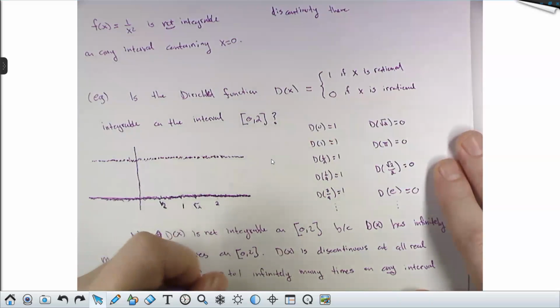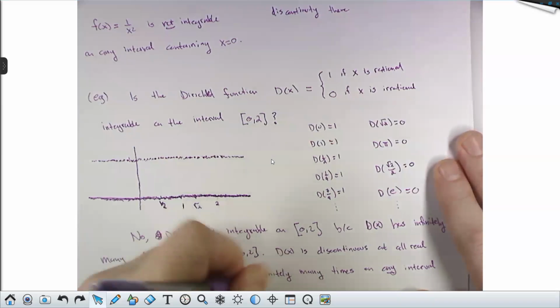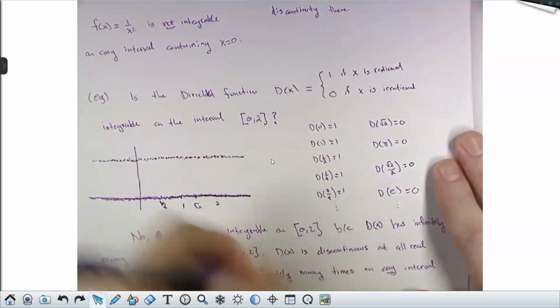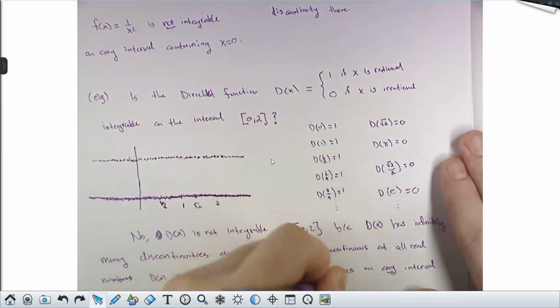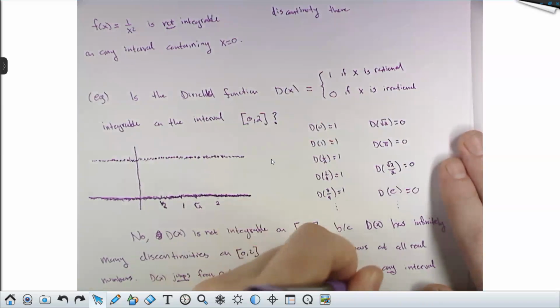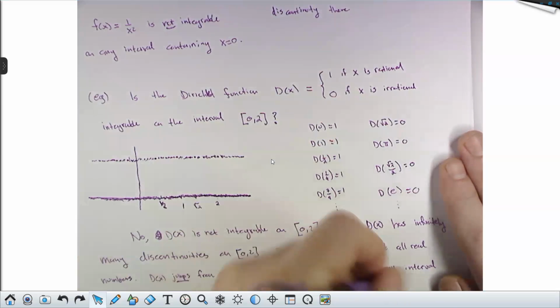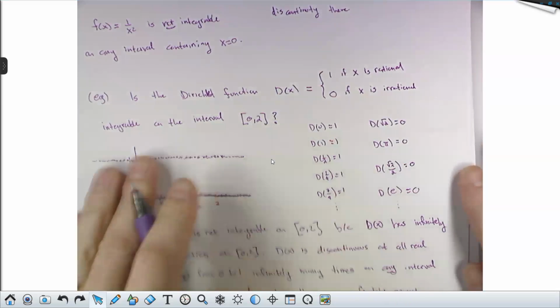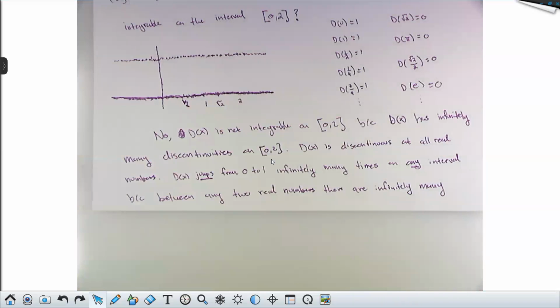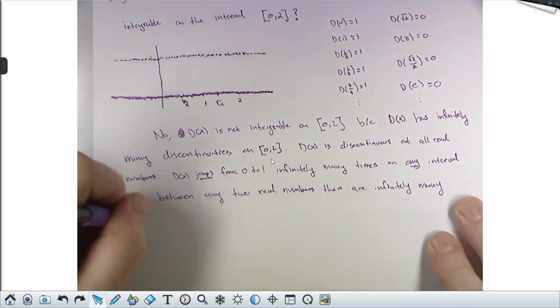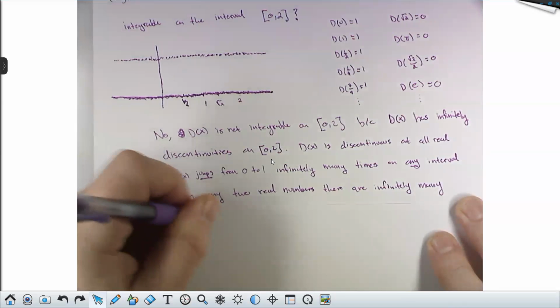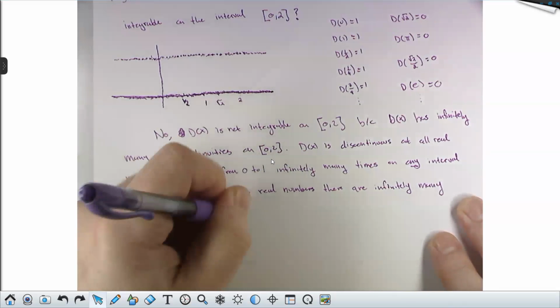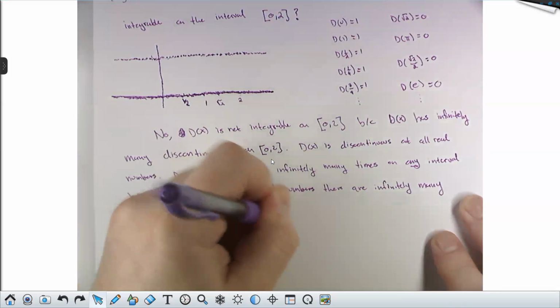Between any two numbers, between any two real numbers, there are infinitely many rationals and infinitely many irrationals.